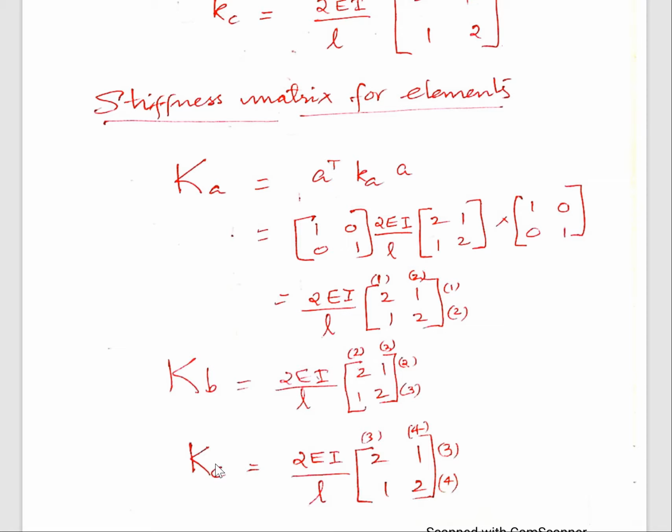But here, in the case of the first element, I have marked the first column as 1, the second column as 2, and similarly the rows as 1 and 2, because we obtained the first and second columns by applying R1 equal to 1 and R2 equal to 1. Now, in the case of the second element, I have marked the first column as 2 and the second column as 3, because we obtained the first column by applying R2 equal to 1, and the second column by applying R3 equal to 1.